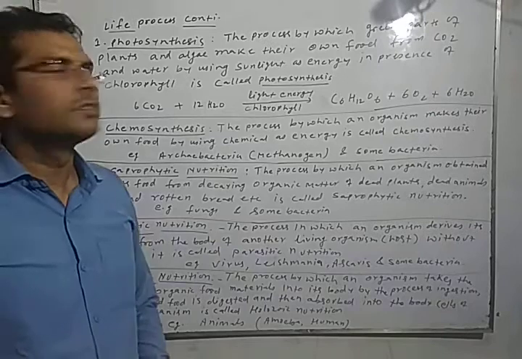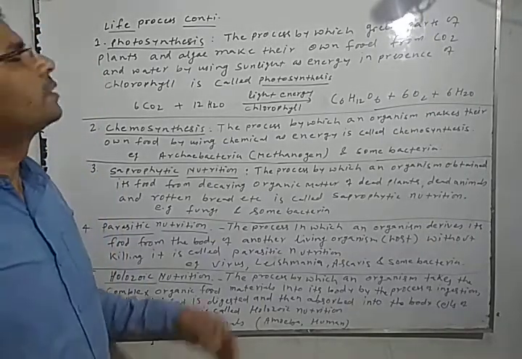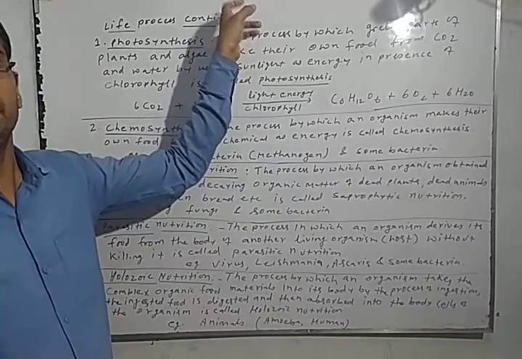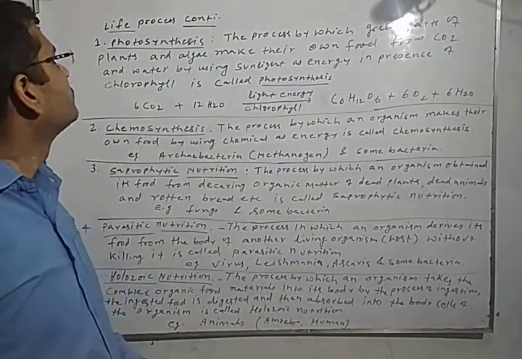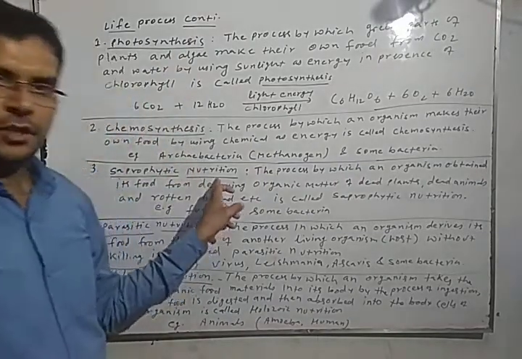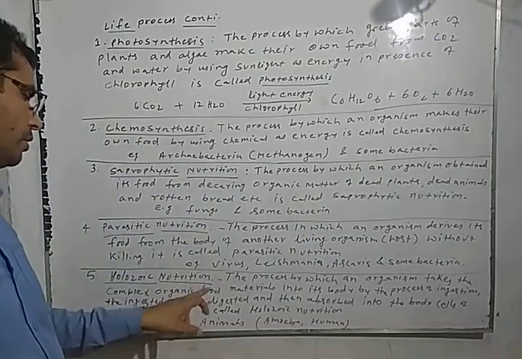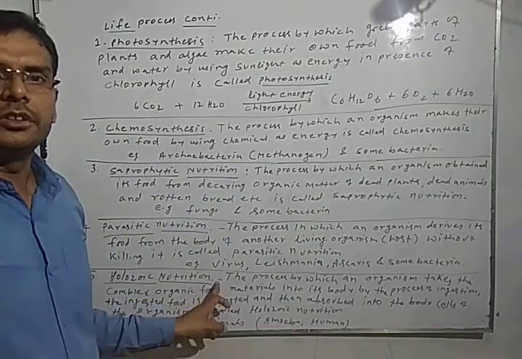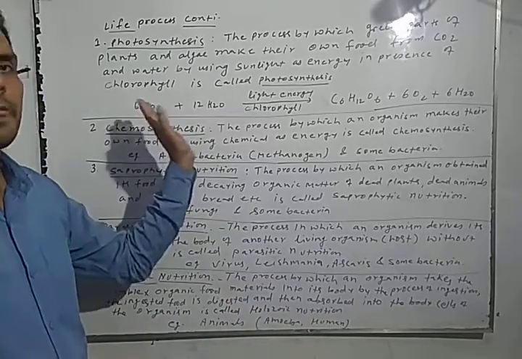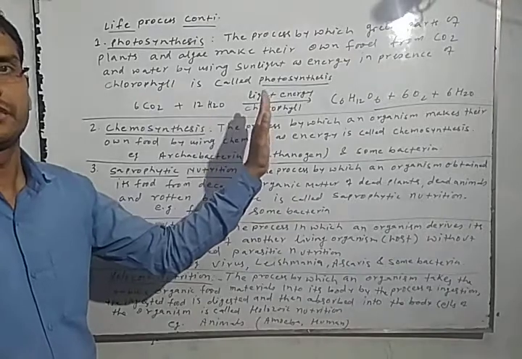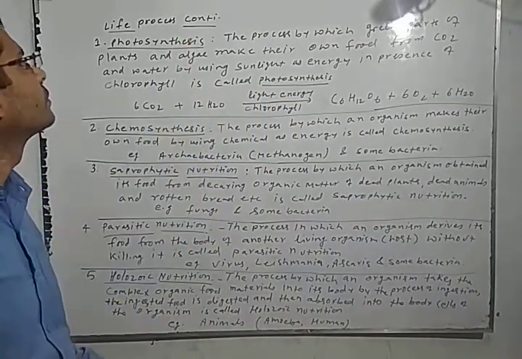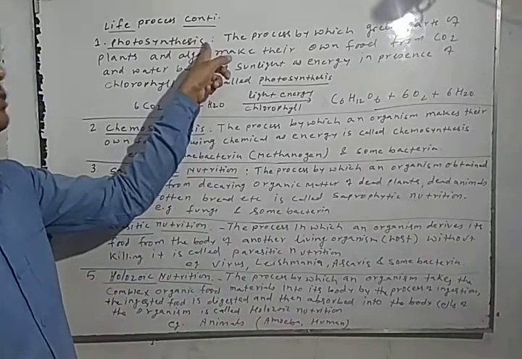Now, today we continue the different types of nutritions in the life process: photosynthesis, chemosynthesis, saprophytic nutrition, parasitic nutrition and holozoic nutrition. These are the different types of nutritions. In this class, we are going to learn the definitions of all the different types of nutritions. Now first, photosynthesis.